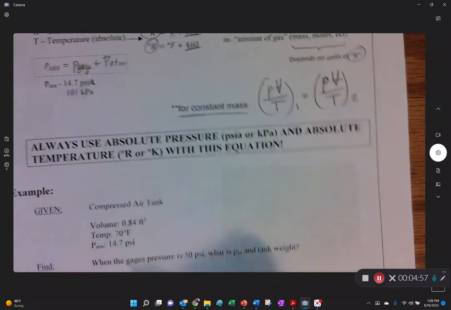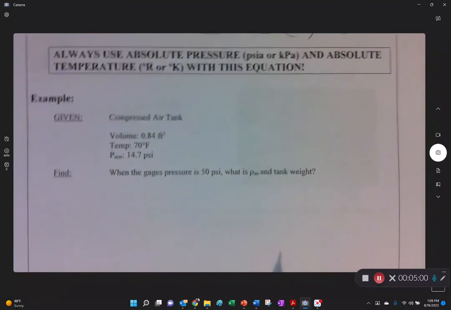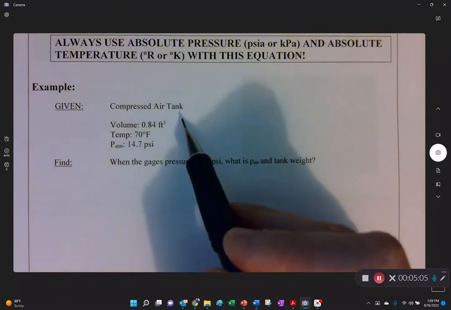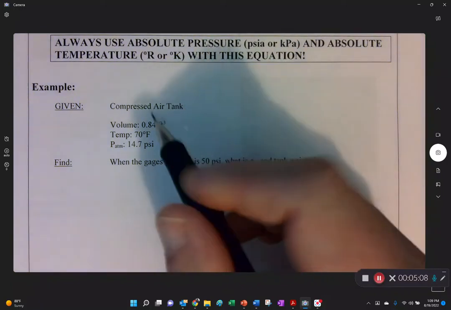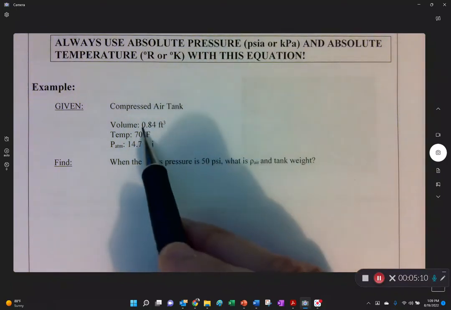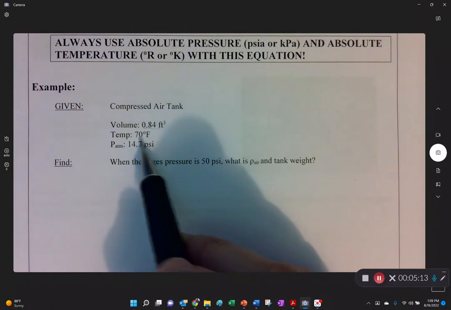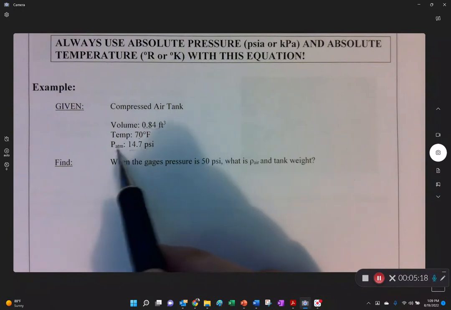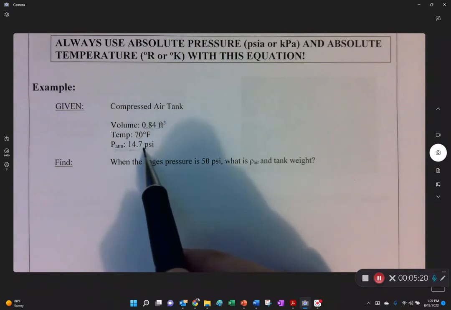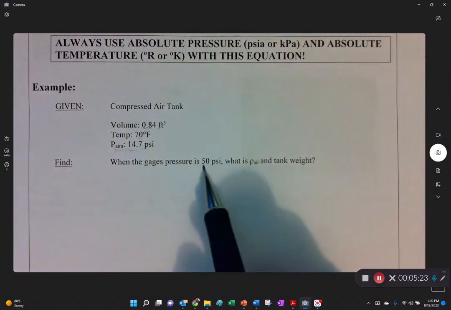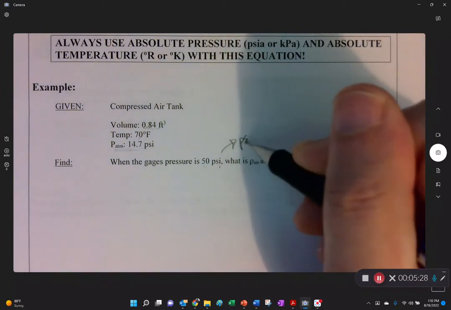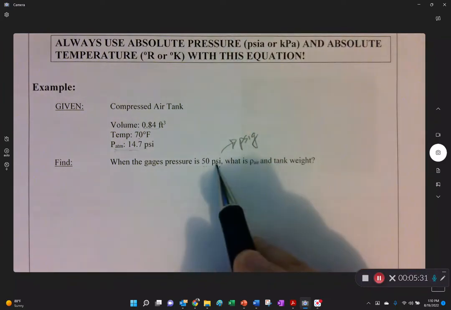So here's just an example. I like to have examples, so I'll try to have an example in every video at least. We have a compressed air tank, and we know the volume, and we've measured the temperature, and we're going to treat the atmospheric pressure as 14.7. So when the gauge reads 50 psi, which is also PSIG, another way of saying psi. Anytime they leave it off, there's a good chance they mean the gauge pressure. But if you're in doubt, ask.